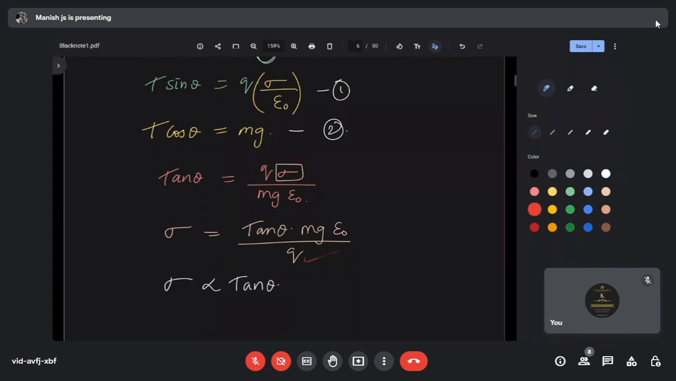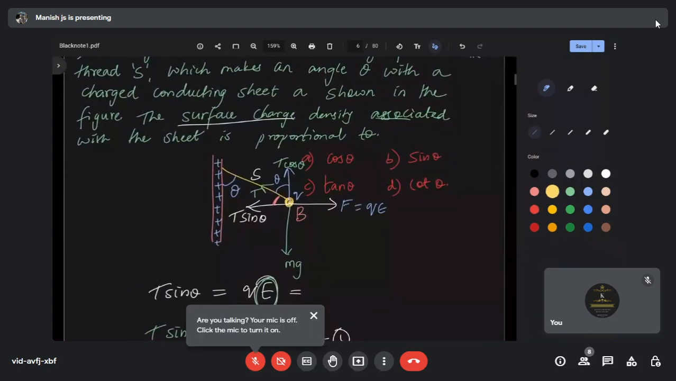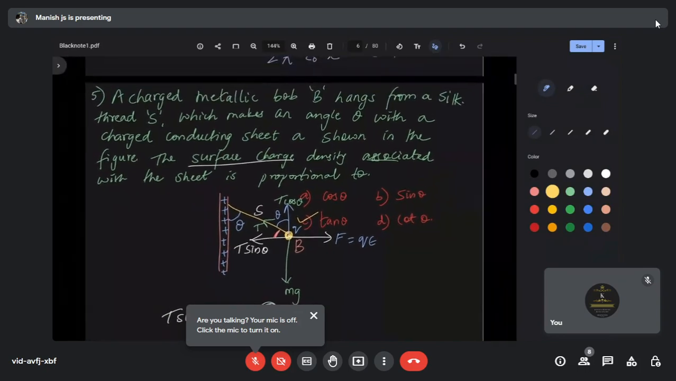Because the charge is fixed, the mass is fixed, g is fixed, and epsilon naught also. So all these things, mg epsilon naught by Q, are constant. They are not changing. It is not a variable. The only variable here is the angle. So sigma is proportional to tan theta. That is all. What is the answer? Option C, sir. Tan theta. Yes, option C is correct. That is how you do this type of question. Okay, moving on to the next model.